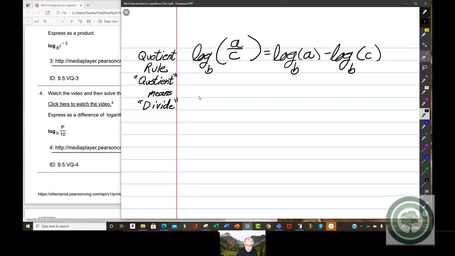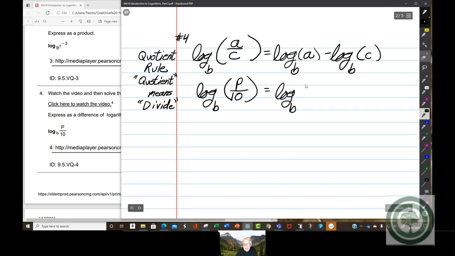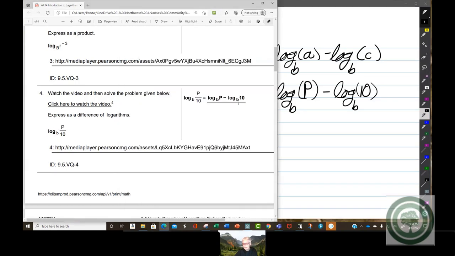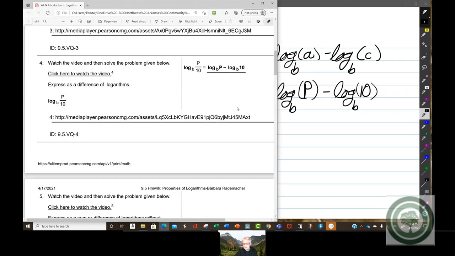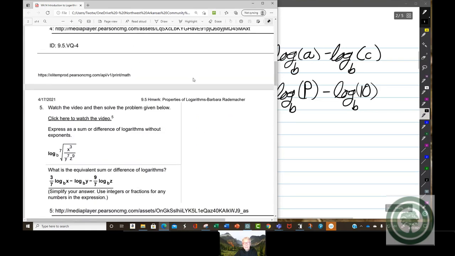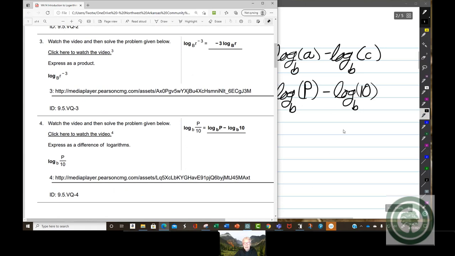Now, over here we have log base B. Here's your homework problem, log base B. This is number 4, by the way. Log base B of P over 10 is going to be log base B of P, they don't use parentheses, I do, minus log base B of 10. That's it. That's the quotient rule. And there's the answer. My notes are going to be attached to the back, so you're going to have this paper and this paper to look at.